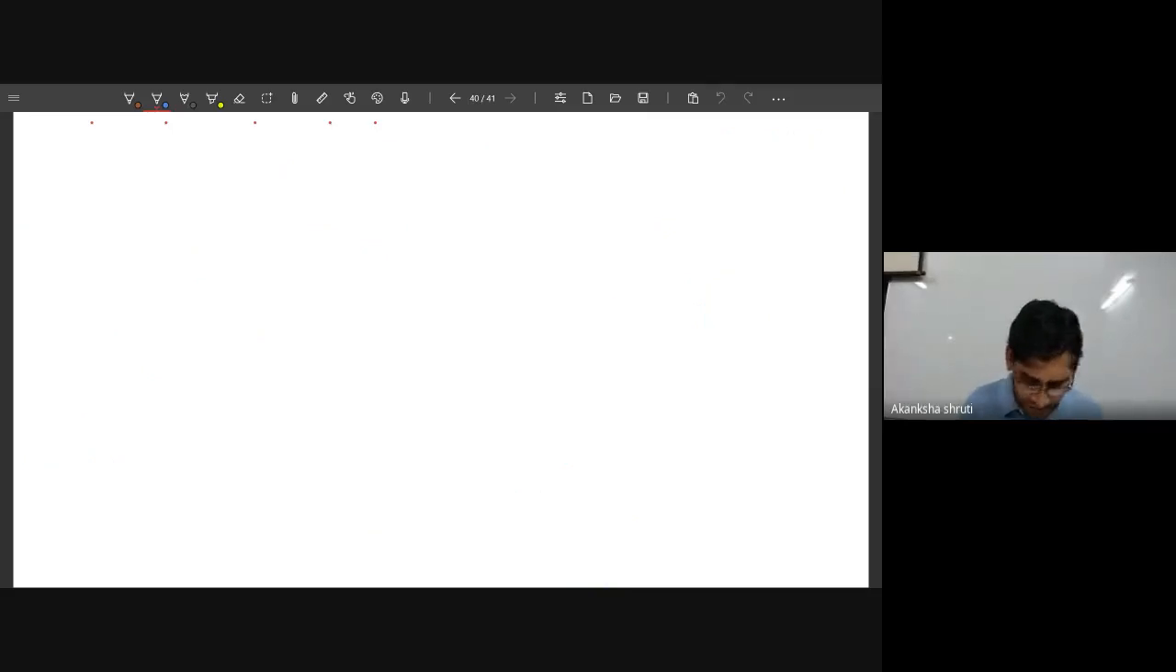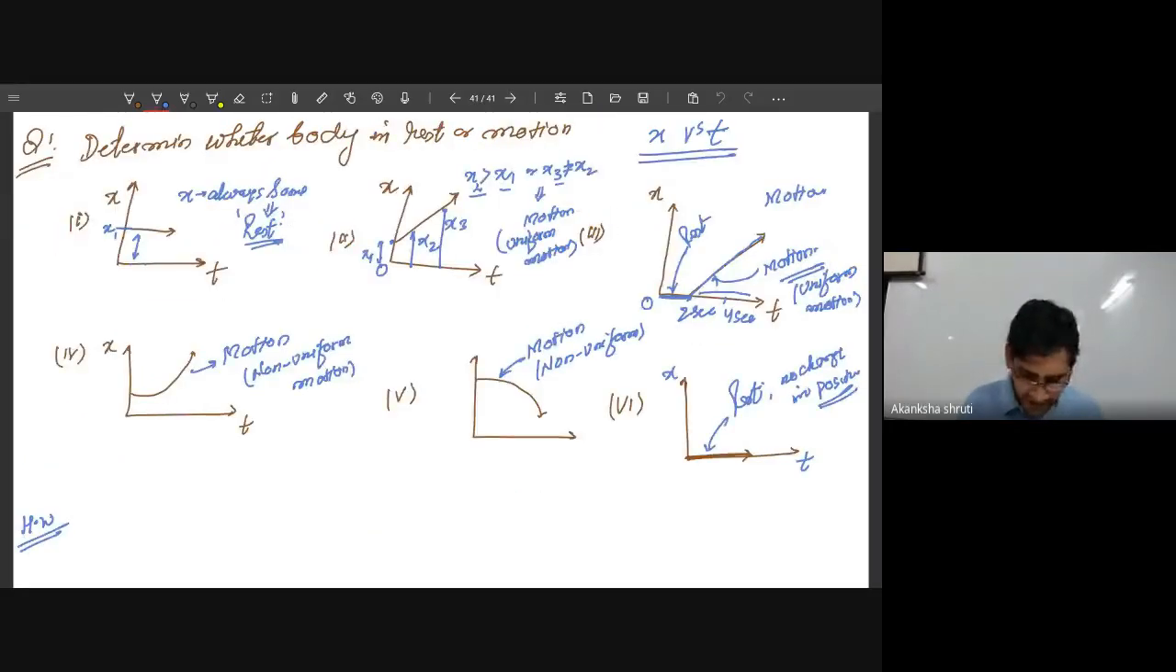Applying this concept, we have identified the type of motion when the graph is given. So there were different graphs, a total of 6 graphs were given in this red ink, and you were asked to tell the type of motion and also whether the body is in motion or at rest. So we identified, applying the concept, that in the first case the body is at rest. In the second case, the body is in motion and it is also uniform. In the third case, the body is also in uniform motion.